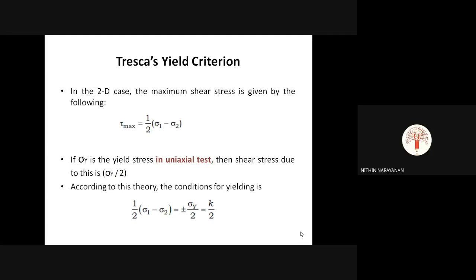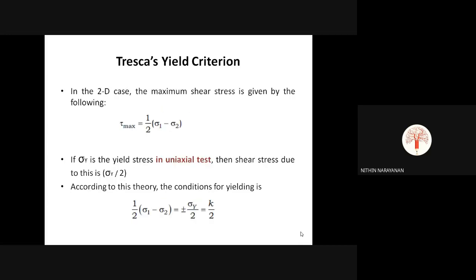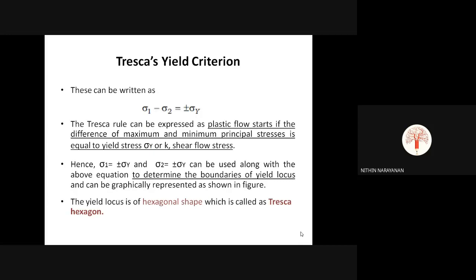That is, 1 by 2 of sigma 1 minus sigma 2 is equal to sigma y by 2, or equal to K by 2; that is when plastic deformation happens. So this can be written as sigma 1 minus sigma 2 is equal to plus or minus sigma y. The Tresca rule can be expressed as: plastic flow starts if the difference of maximum and minimum principal stress is equal to the yield stress sigma y or shear flow stress K.